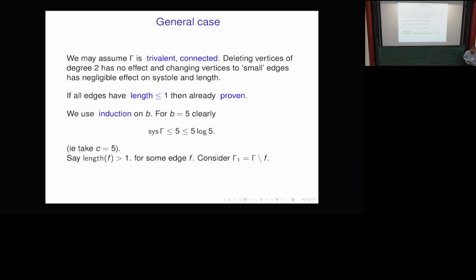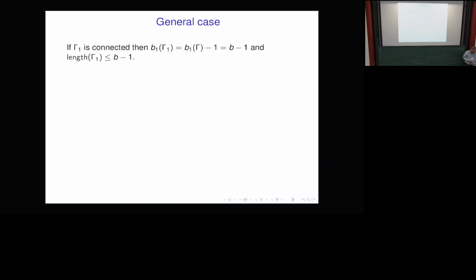Now let's take an edge that has length greater than 1, and let's consider the graph where we take out this edge. So I have some edge, f, that is big, and I take it out. Well, two things can happen. Either the graph stays connected, or this edge is going to disconnect my graph. So I'm going to consider these two cases separately.